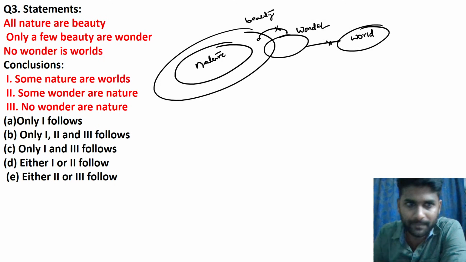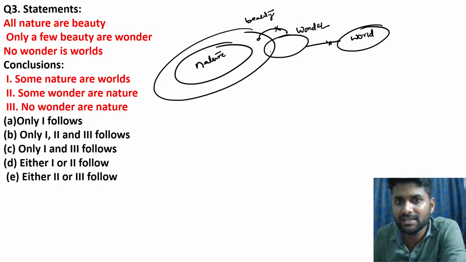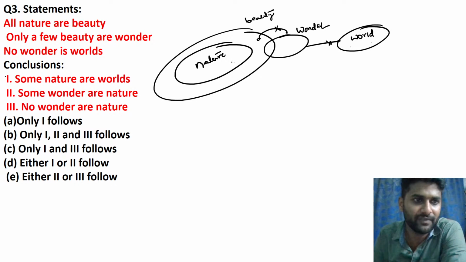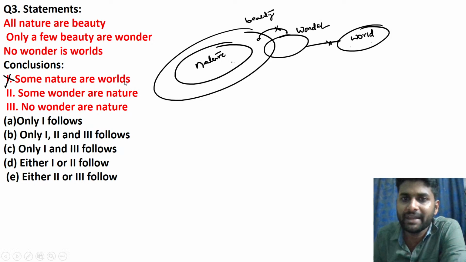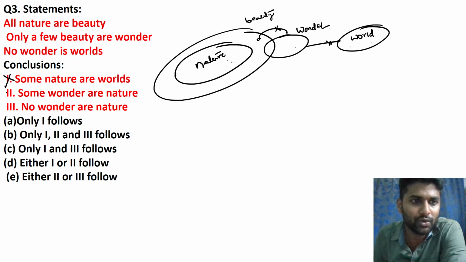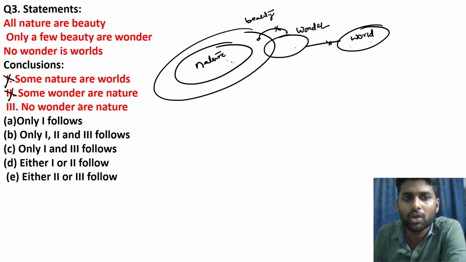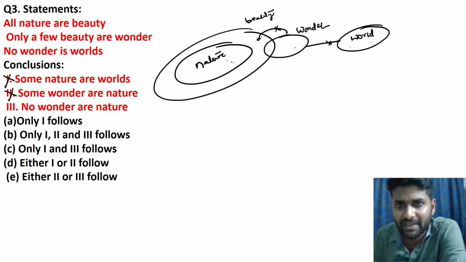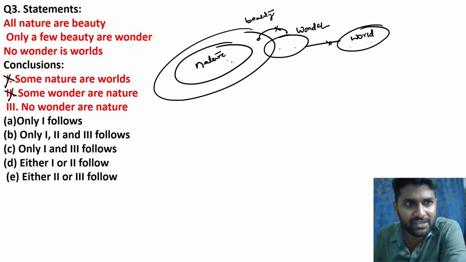No wonder is old. Now see, just verify directly whether it is in the diagram or not. Some nature are old. See, here nature and old have no direct relation in your diagram, so definitely it is an invalid conclusion. Some wonder are nature: wonder to the nature has no direct relation, so it is also invalid. No wonder are nature: guys, we can assume a relation. We can assume a relation.